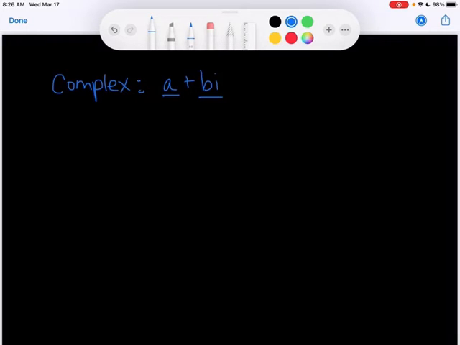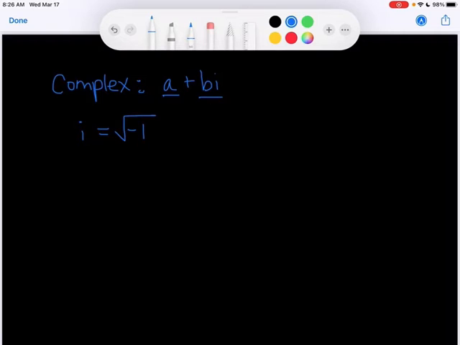So just to recap, i is equal to the square root of -1. Remember, we can't take the square root of a negative, so they came up with these imaginary numbers, with i, so that we can simplify if we do end up with a negative under the radical.